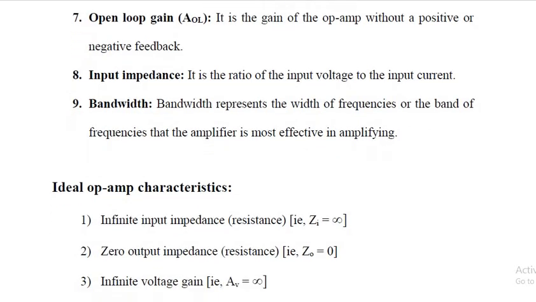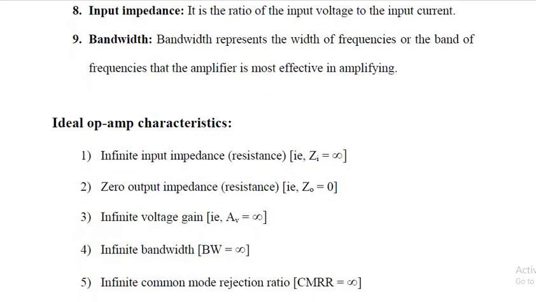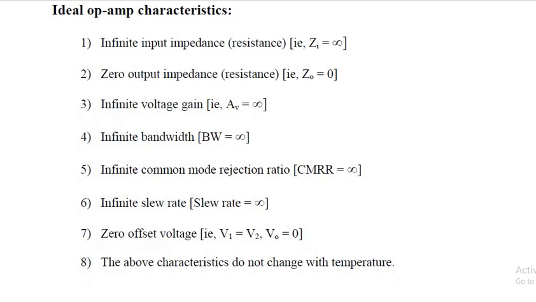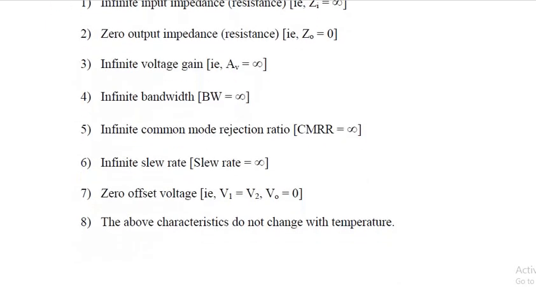Next, ideal op-amp characteristics. Infinite input impedance. Input impedance, the symbol is Zi. It is infinite, and output impedance, that is Zo, is 0. Infinite voltage gain. Gain symbol is A. Since it is voltage gain, it is AV. AV is infinite. Next, infinite bandwidth. BW is infinite. Infinite common mode rejection ratio, that is CMRR, is infinite.